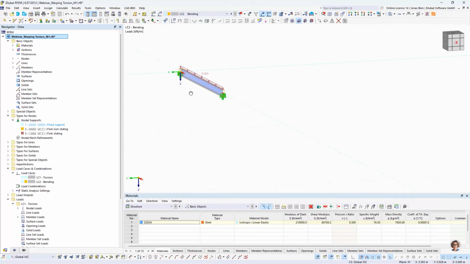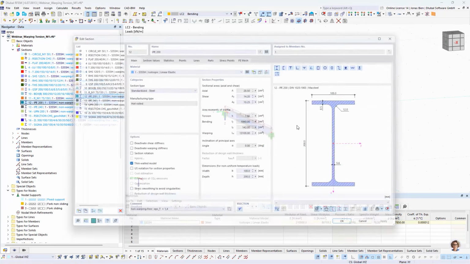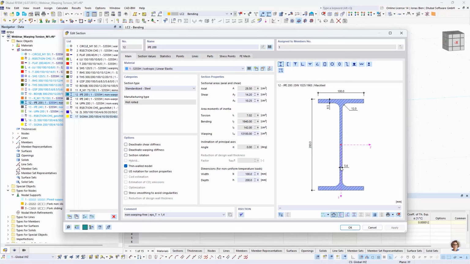So far, in our examples, we have only used sections that are double symmetric, and this means that the shear center in this case aligns with the center of gravity. So if we check the properties of this I section here on the right side, we get this nice figure, and we can also activate the visibility of the shear center. Shear center and center of gravity are coinciding, and this is of course not always the case.